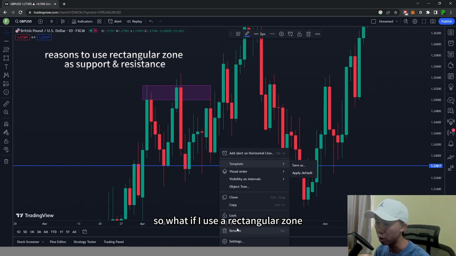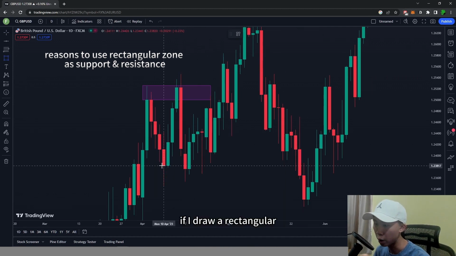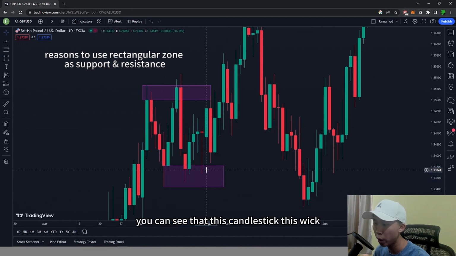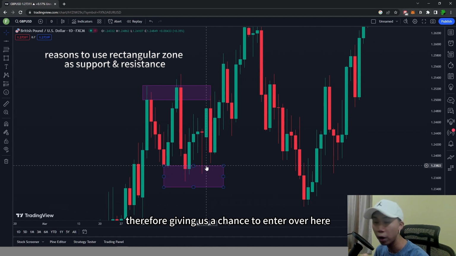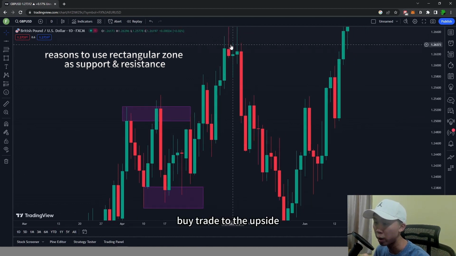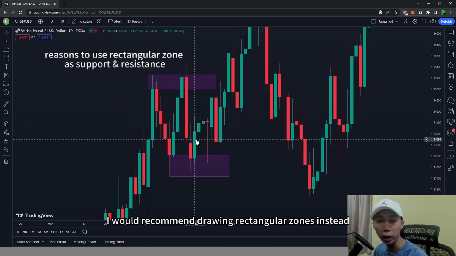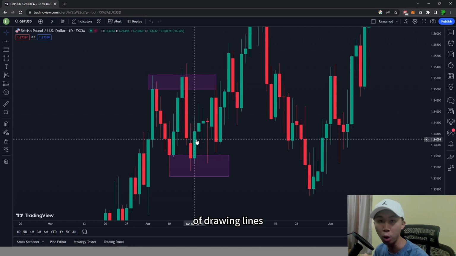So what if I use a rectangular zone? If I draw a rectangular, you can see that this candlestick, this wick actually touched this, therefore giving us a chance to enter over here and a potential buy trade to the upside. So this is why I would recommend drawing rectangular zones instead of drawing lines.